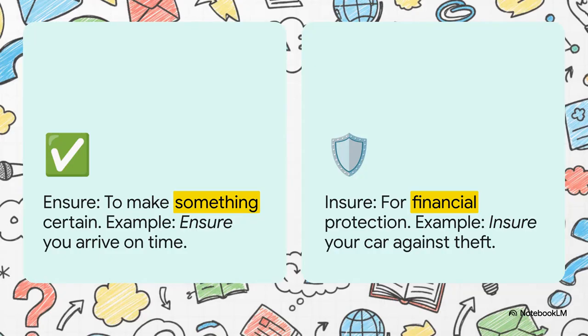Okay, let's look at a classic example. Ensure versus insure. They sound so alike, right? But they are totally different. You ensure that you study hard for the test. You're making it certain. But you insure your phone in case you drop it. That's all about financial protection. See the difference? It's a classic trap, but once you get it, you've got it for good.